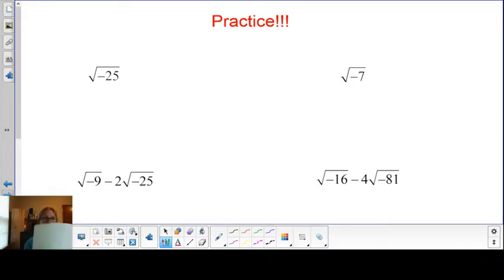Let's do some practice. Square root of -25. I understand there's a negative there, but let's focus on the square root of 25. What is the square root of 25? Good, it's 5. Now what's the square root of that -1 part? i. So the square root of -25 is 5i. What about the square root of -7? Well, the square root of 7 is not a perfect square, so it's going to stay under there, but I can bring out that negative by bringing the i out front.